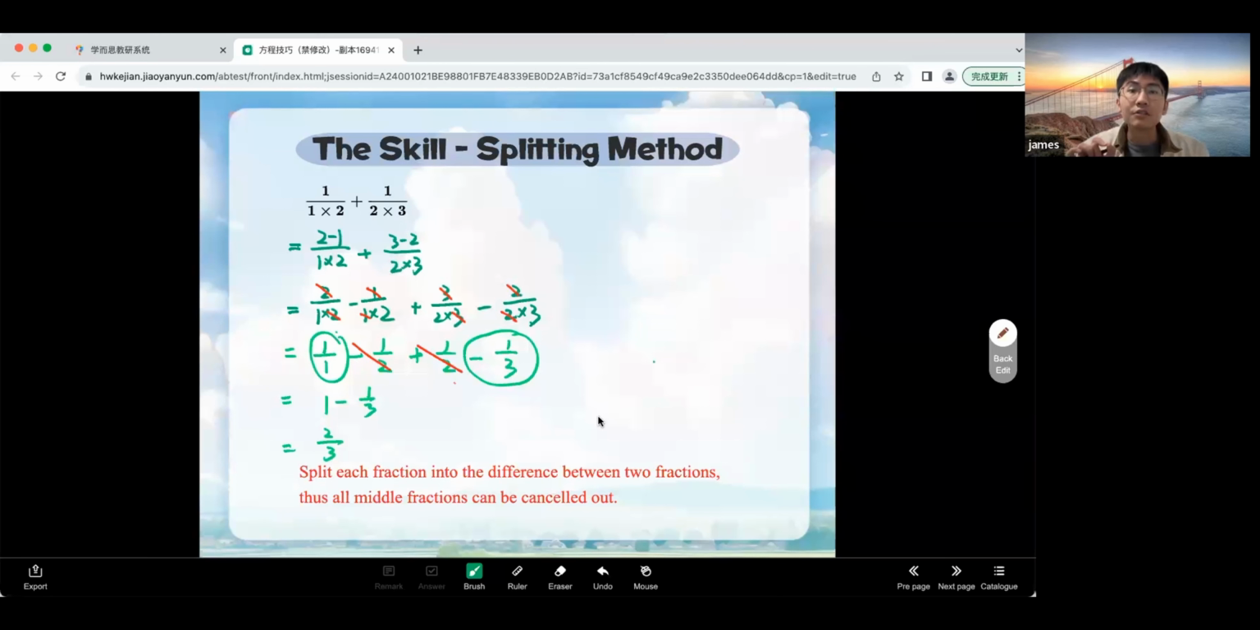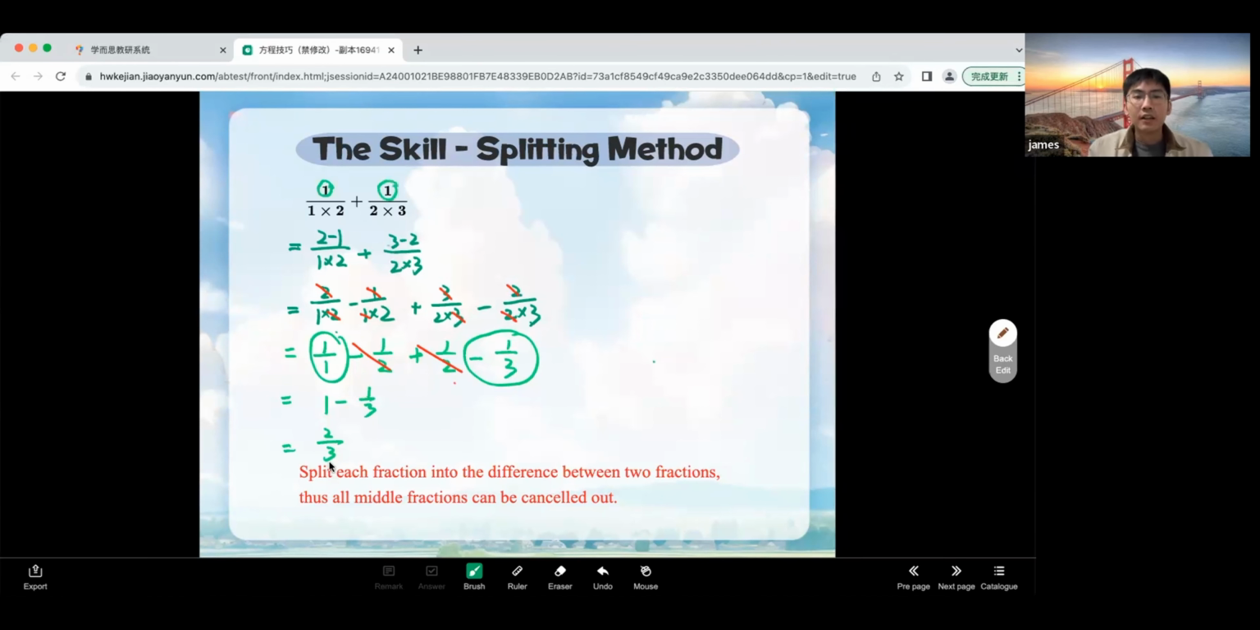We can only use the splitting method when the top number of the fraction is the difference between the two bottom numbers. Say 1 is the difference between 1 and 2. 1 is the difference between 2 and 3. Under this circumstance, we can use the splitting method. Otherwise, we cannot use that.